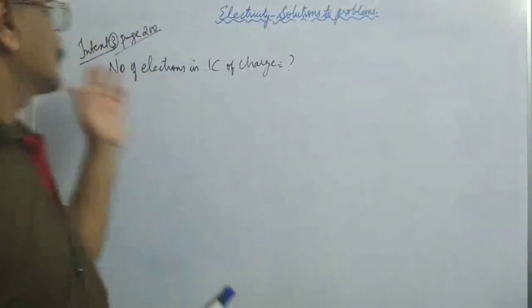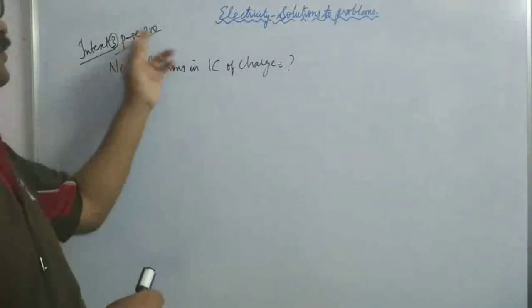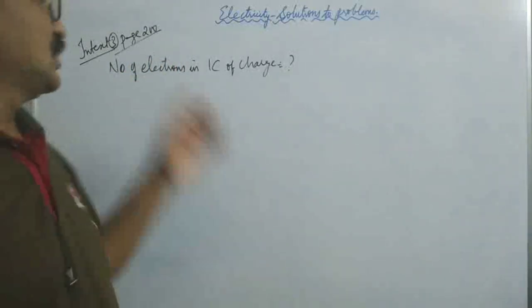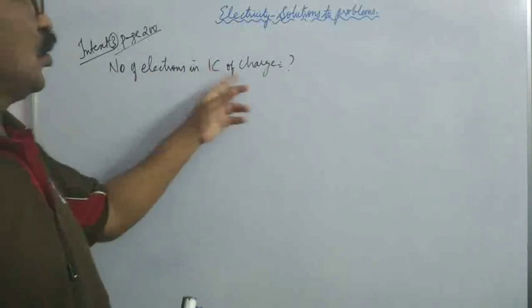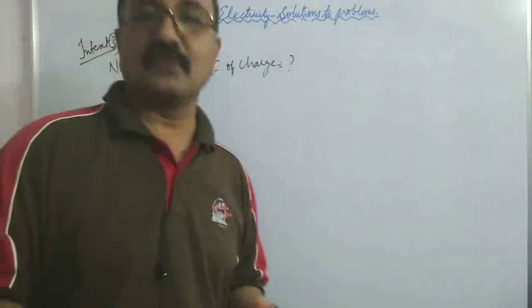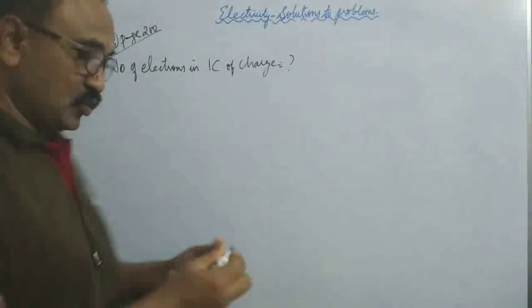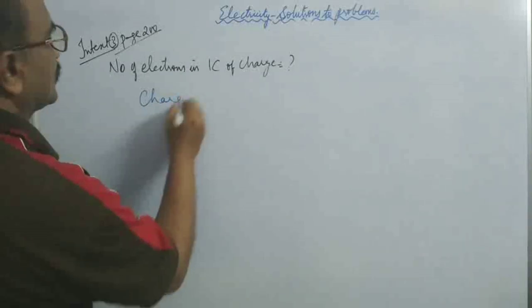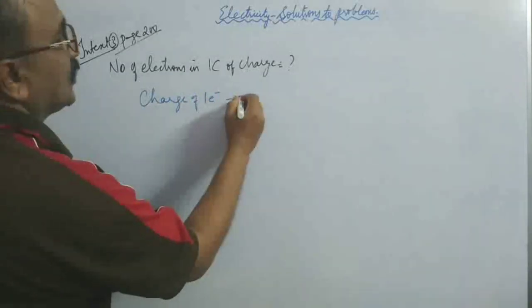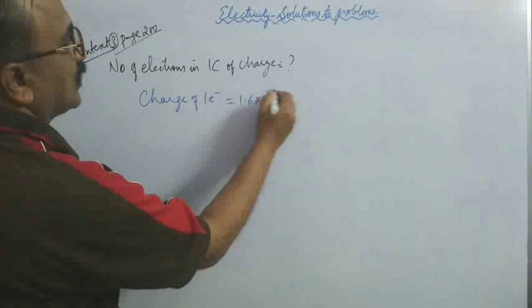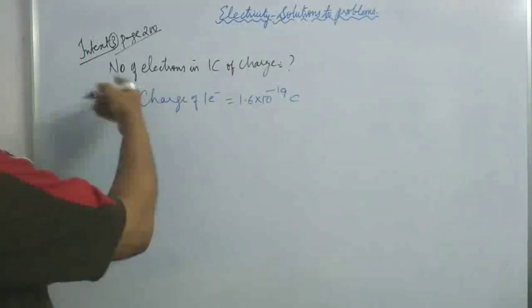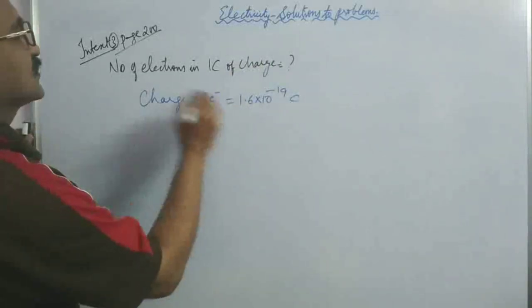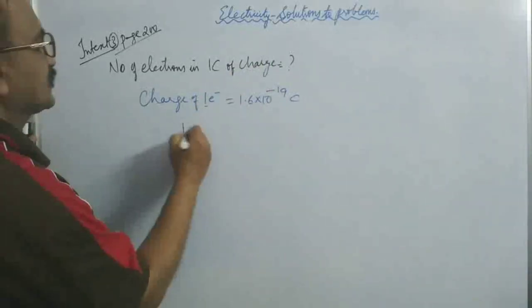Children, here we have in-text question number 3 on page number 200. What is he asking us? He is asking the number of electrons in 1 coulomb of charge. I know that the charge of 1 electron is 1.6 into 10 power minus 19 coulomb, and we need to find how many electrons there are.